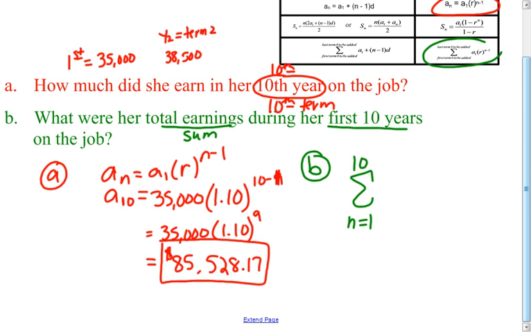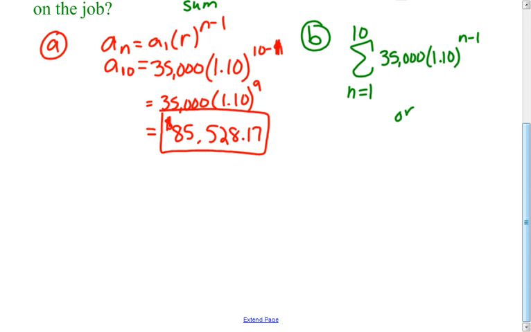I will use this formula right here, right now. My first term is 35,000. My ratio, and I know you're going to think it's 10%, but remember you have to use 1.10, so that you get what you started with back plus the raise, to the n minus 1. So you could do that, and then you could stick it into your calculator. Or you could use this formula right here. And if you chose to use that formula, then you would plug in the first term is 35,000.